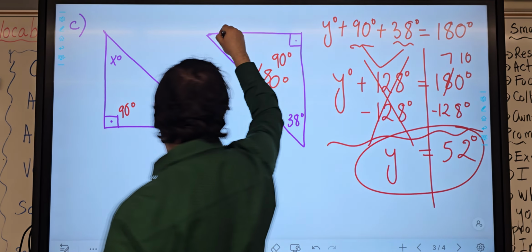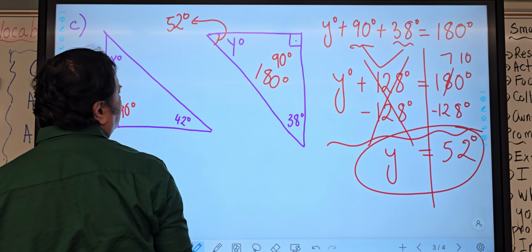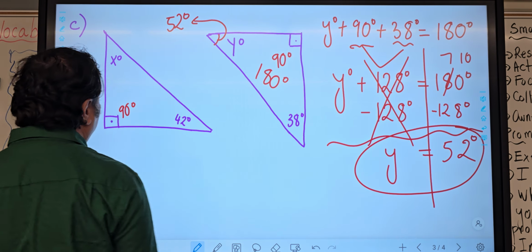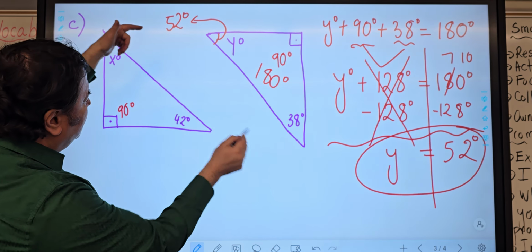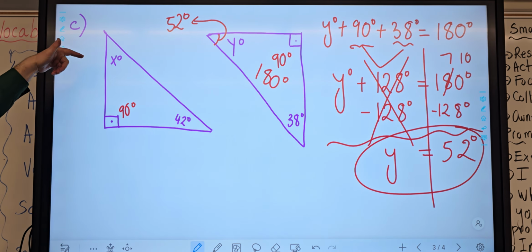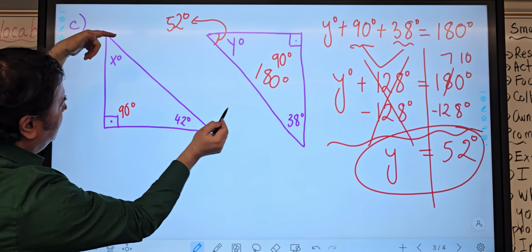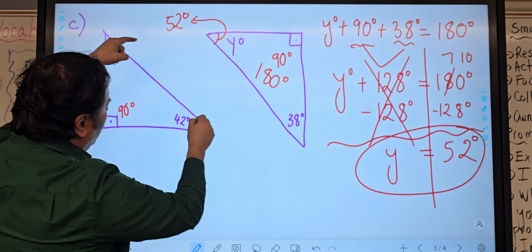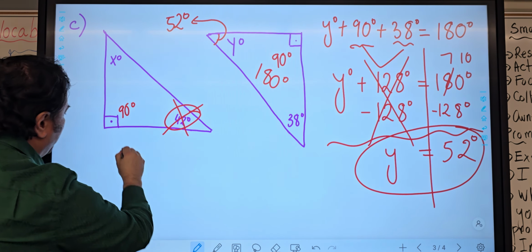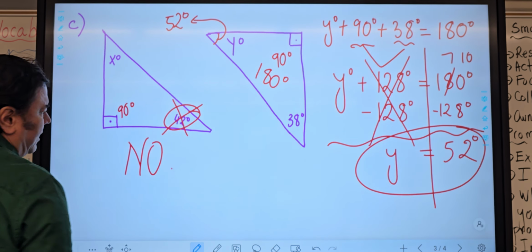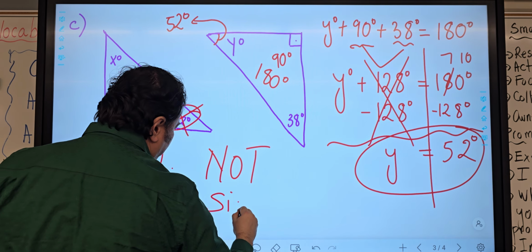So this angle over here is 52 degrees. So we have 38, 52, 90. Here we have 90, 42. Obviously, we're not going to get another angle. X is not going to match because here we have 52 and 38. So none of these are 42. Therefore, the answer is no. Not similar.